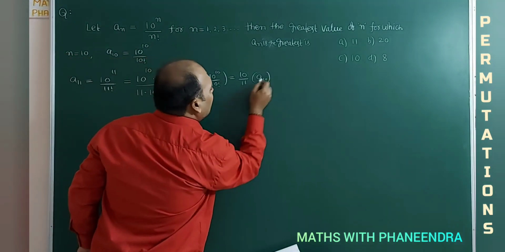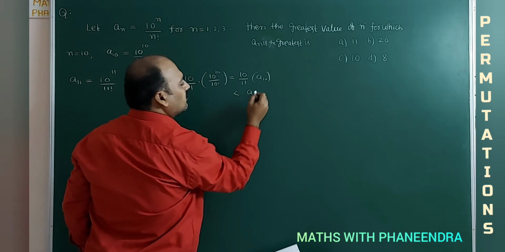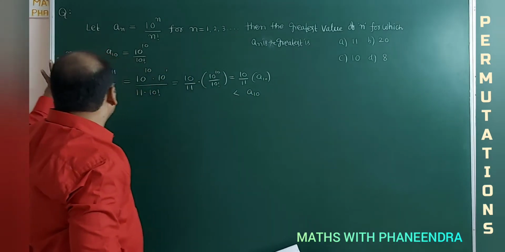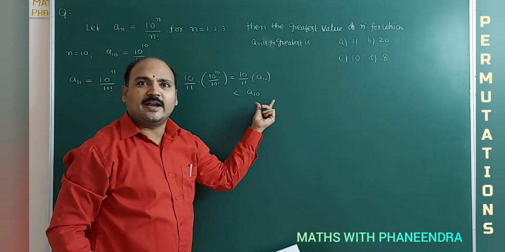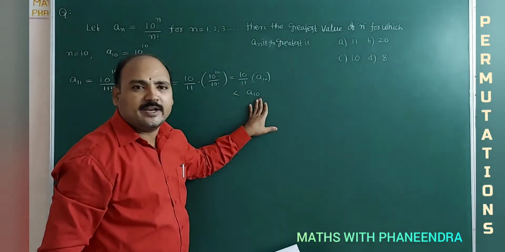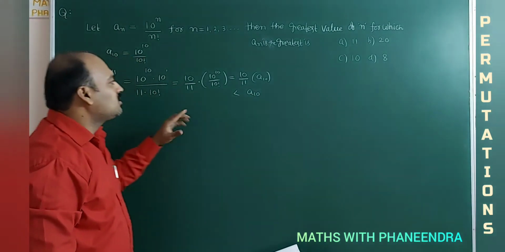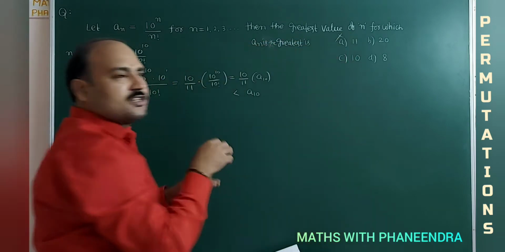10 by 11 is less than 1 only. So this value a11 is less than a10, which means a10 is greater. This value is less than a10, and this a10 is the greatest one. So 11 is not the greatest. So the first option is not correct.